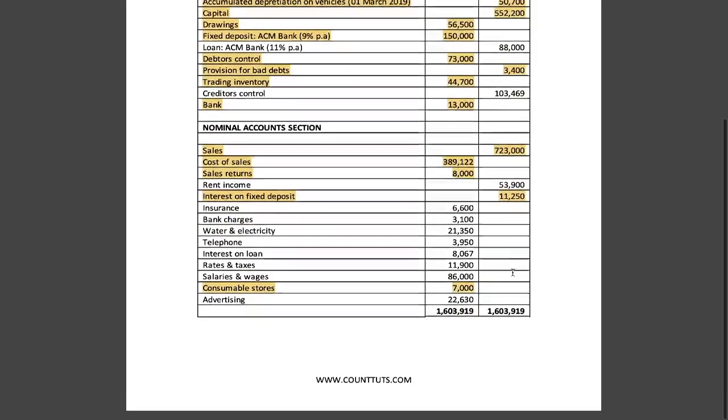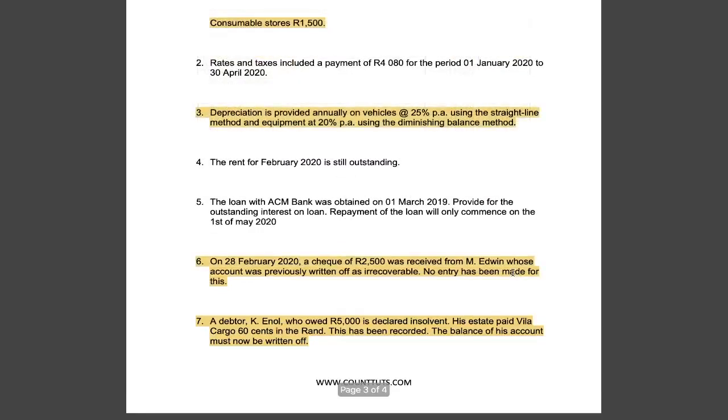Okay, now we go to our additional information to see if there's anything on rent. And you can see here, number 4, we are told that the rent for February 2020 is still outstanding.